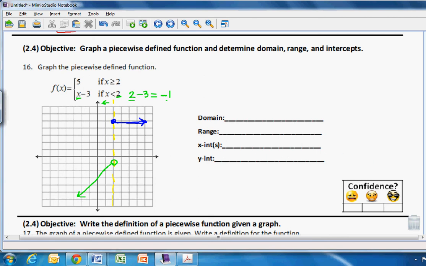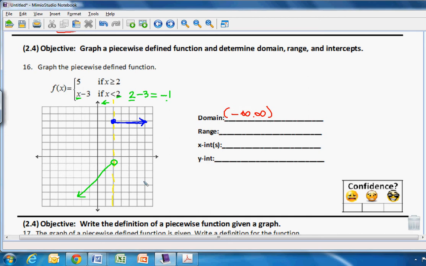So domain of this function, we're scanning this x-axis. We're going, going, going. This is going to continue to go on. So there is something in these x values. Even when we get here, though, this is open, but this is closed. So there is something on 2, and then it continues to go on. So the domain of this function would be negative infinity to infinity.